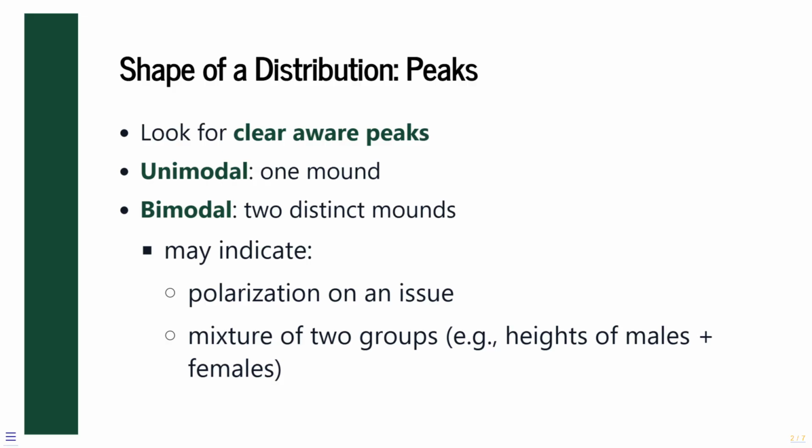A bimodal distribution can also result when the observations come from two different groups. For instance, a histogram of the height of students at a university might show two peaks, one for females and one for males.